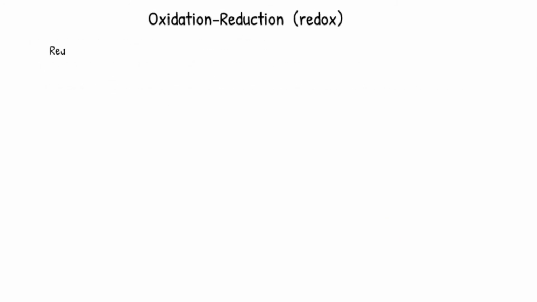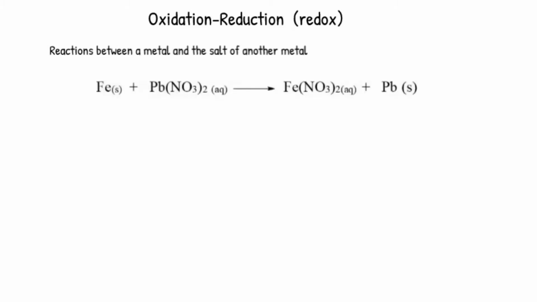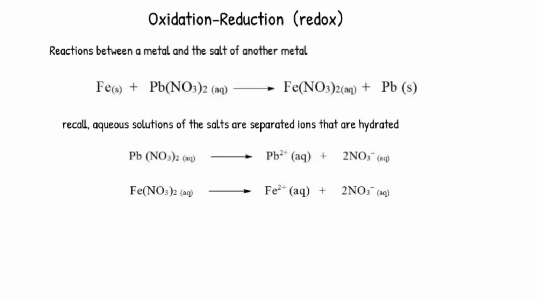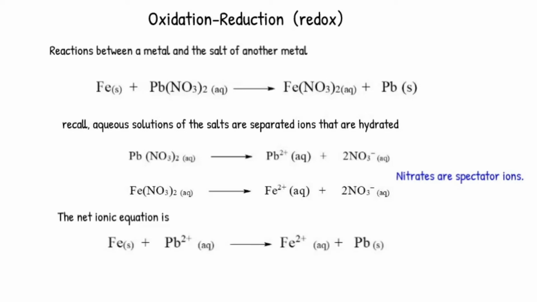Here is another example. There's a reaction between a metal and the salt of another metal. So iron reacts with lead(II) nitrate to give iron(II) nitrate and lead. Recall, aqueous solutions of the salts are separated ions that are hydrated. So for example, lead nitrate goes to lead 2+ plus 2 nitrate ions, or iron(II) nitrate becomes iron 2+ plus nitrate ions. These nitrates are spectator ions, and they basically cancel each other in the equation above. The net ionic equation is therefore iron solid plus lead 2+ aqueous becomes iron 2+ aqueous plus lead solid.